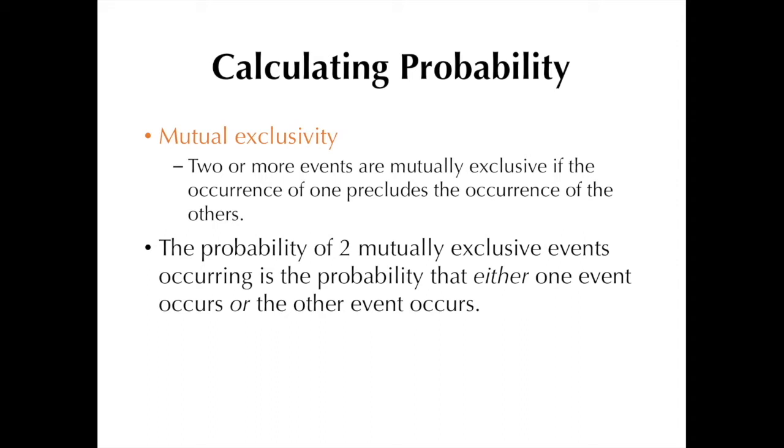Now, when two events, A and B, are mutually exclusive, the probability that A or B will occur is the sum of the probability of each event. This is what's called the addition rule.